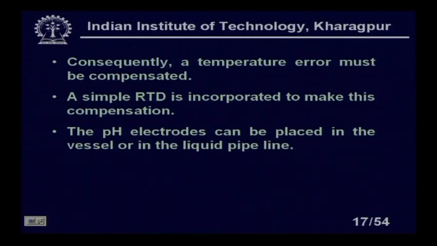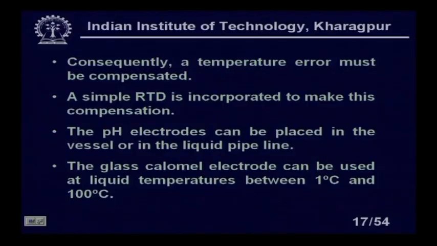The pH electrode can be placed in the vessel or in the liquid pipeline. Either it can be placed in a vessel from which we take a sample of the liquid, or in the liquid pipeline where the liquid is flowing, which can also be used to make the measurement. The glass calomel electrode can be used at liquid temperatures between 1 degree centigrade and 100 degree centigrade.